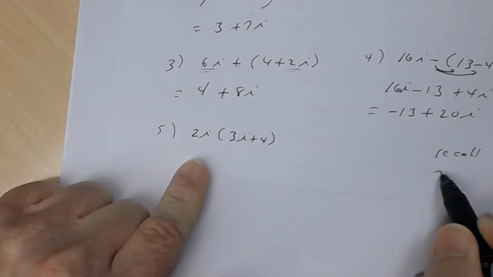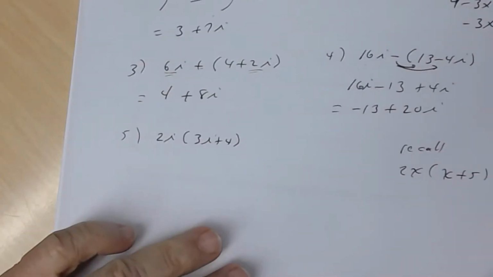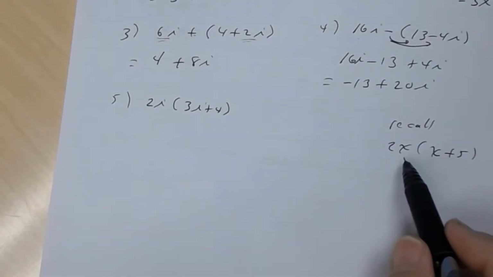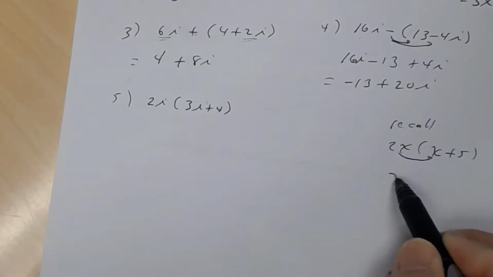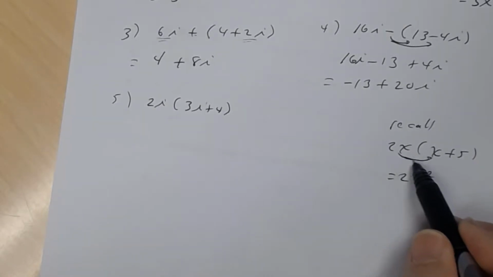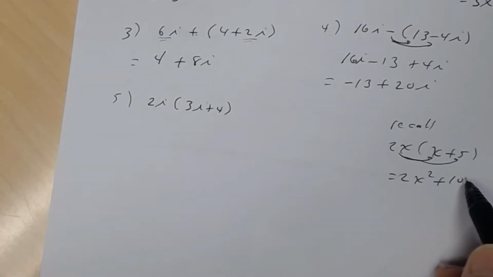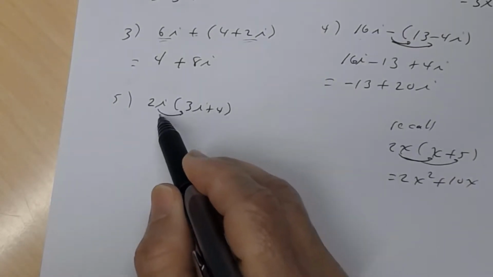that if you had, let's say, 2x times x plus 5, in a previous course, when you multiply these two polynomials, you use the distributive property. So you said 2x times x is 2x squared, because x times x is x squared. And then 2x times 5 is 10x. All right, so you use that idea here. So you use the distributive property.